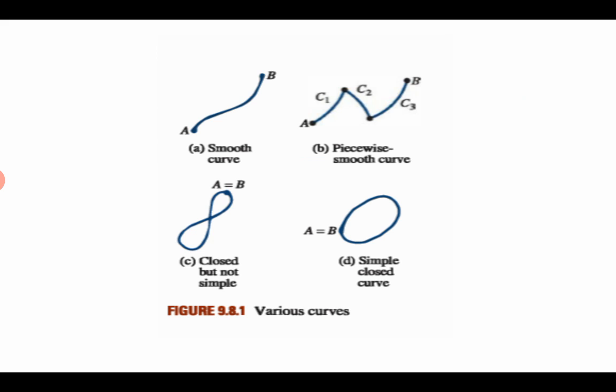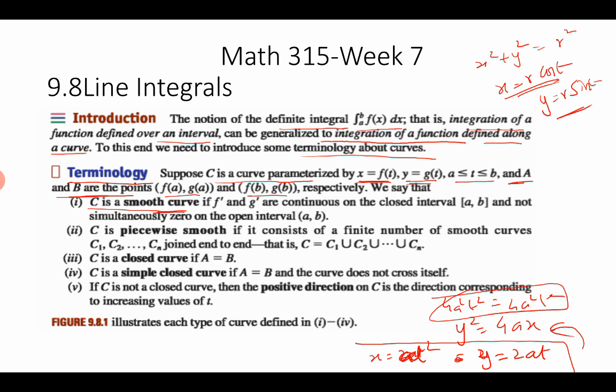See, this is an example of a smooth curve. Here, this part is smooth and this part is smooth, but altogether it's not a smooth curve. When the parts are smooth, it's called a piecewise smooth curve. This is closed but not simple because there are two regions. This is closed and simple. So here we can now read the definitions.